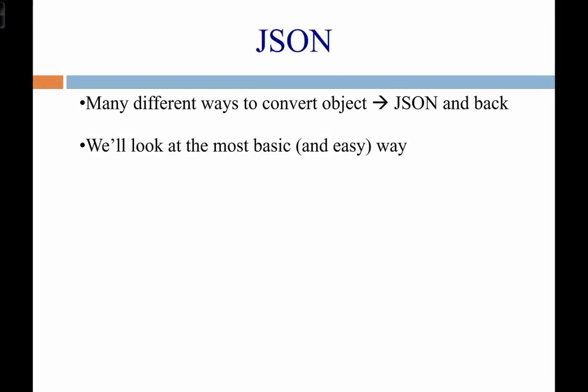So one of the main benefits of using LINQ and automatically scaffolded models is that converting the result of a query to JSON becomes a lot easier when you have C# objects representing the tables. There are lots of ways to do it in C# and in other languages. We'll look at the most basic and easy way that's kind of tied to LINQ.